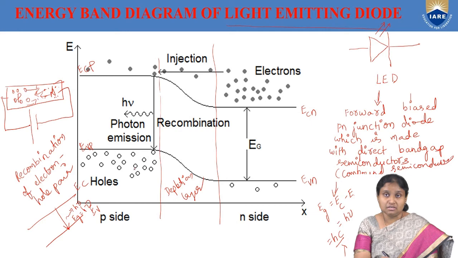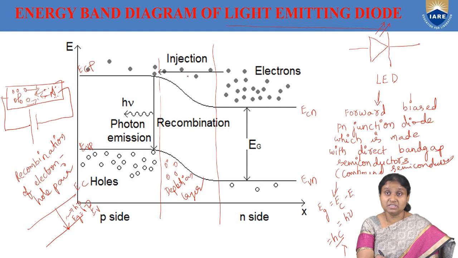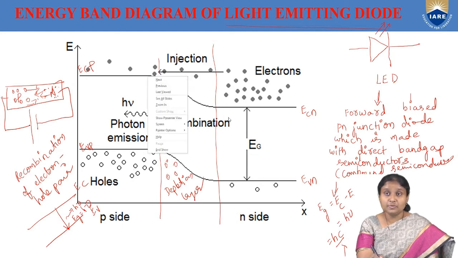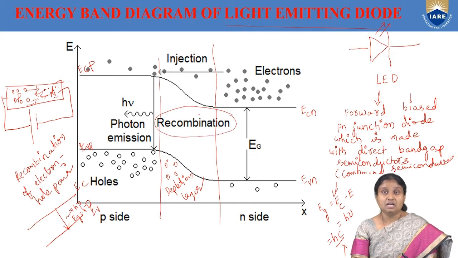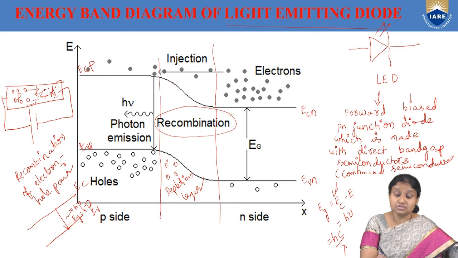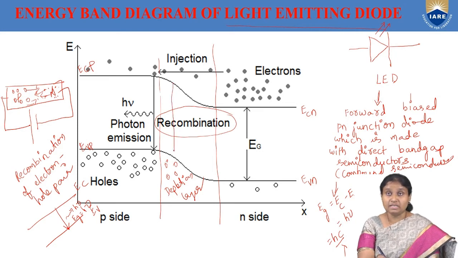These holes from the P region will come into the depletion region. Similarly, electrons present in the N region will move towards the depletion region. Now, what is the process involved here? The process is recombination. As I told you, what is recombination? Recombination is nothing but an electron coming down to the valence band.